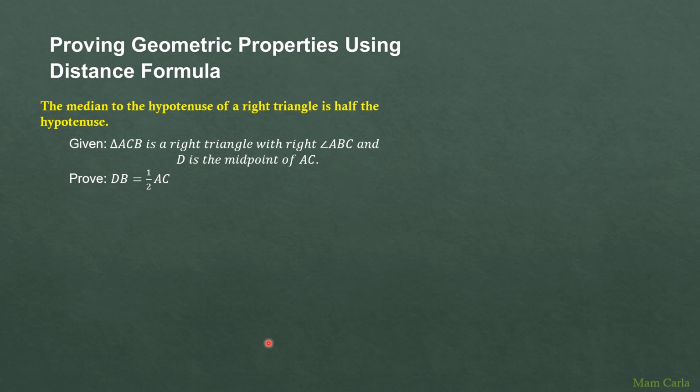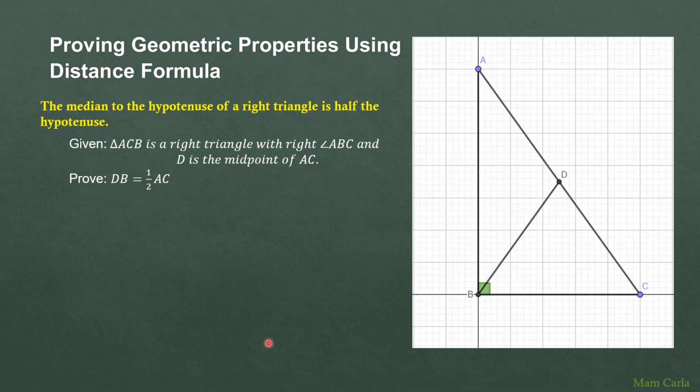Considering the guidelines for placing figures on the coordinate plane, we have used the origin as the vertex of the figure, and we also place at least one side of the polygon on an axis. Let us now try to name the coordinates. These are the coordinates. For B, we have (0, 0). For point A, we have (0, b). For point D, we have (a/2, b/2). And for point C, we have (a, 0).